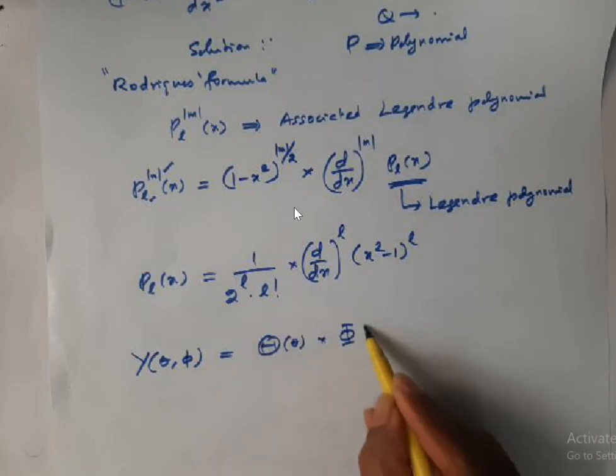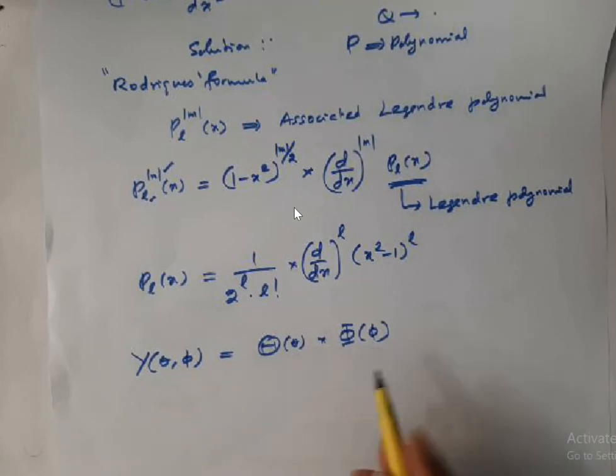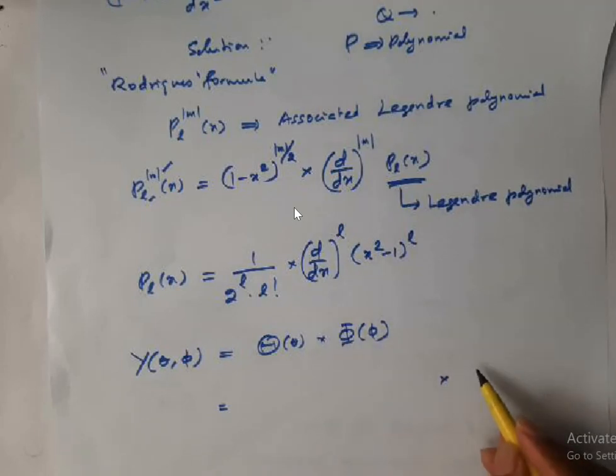What is the final solution? The final solution is the spherical harmonics, Y theta phi. And Y theta phi is nothing but big theta times the other function. We have separated it like this.